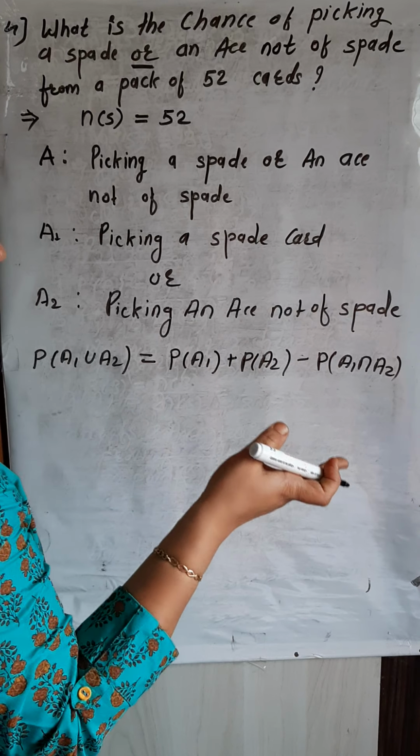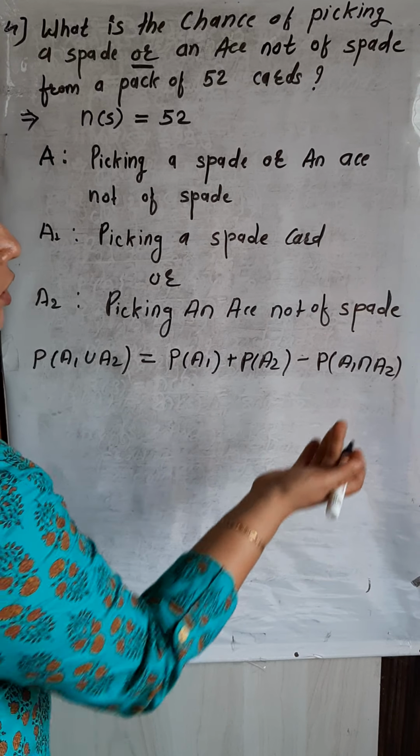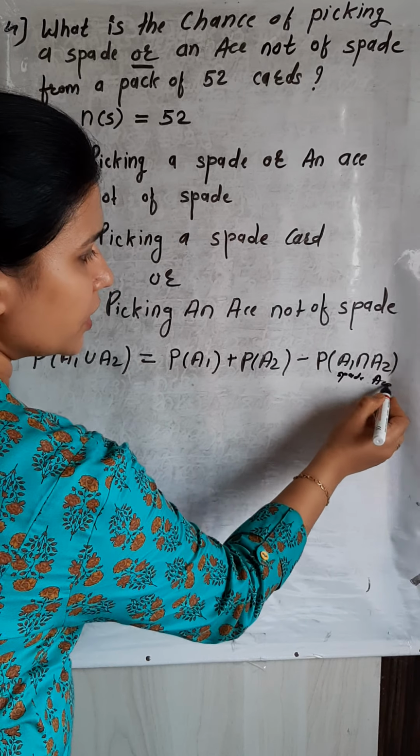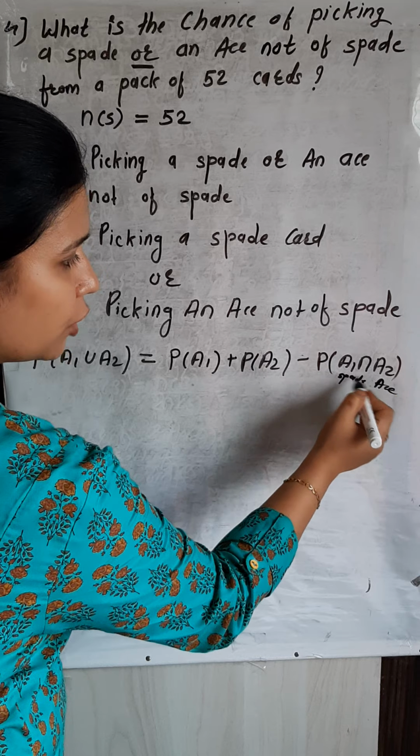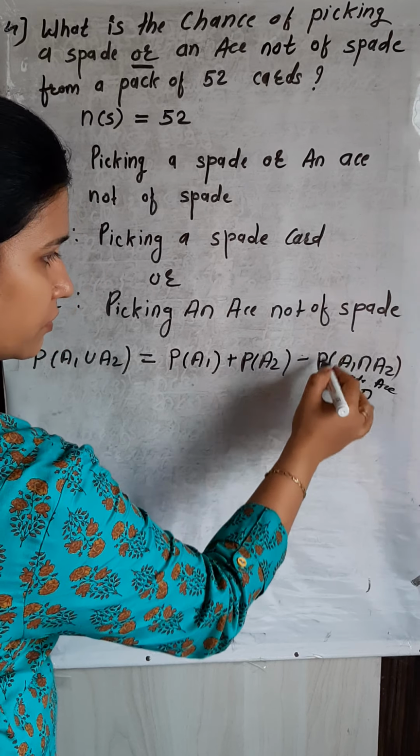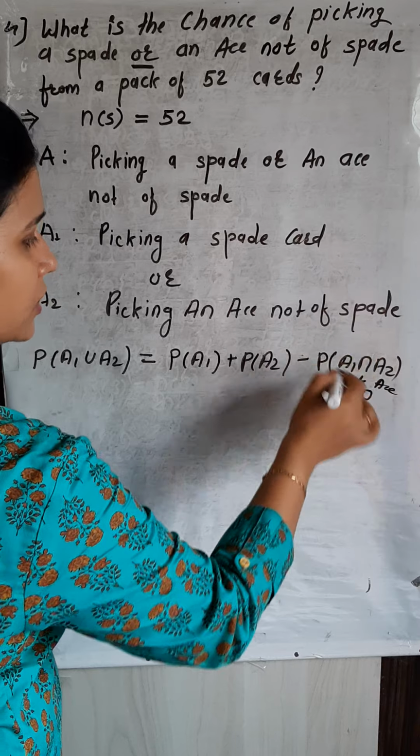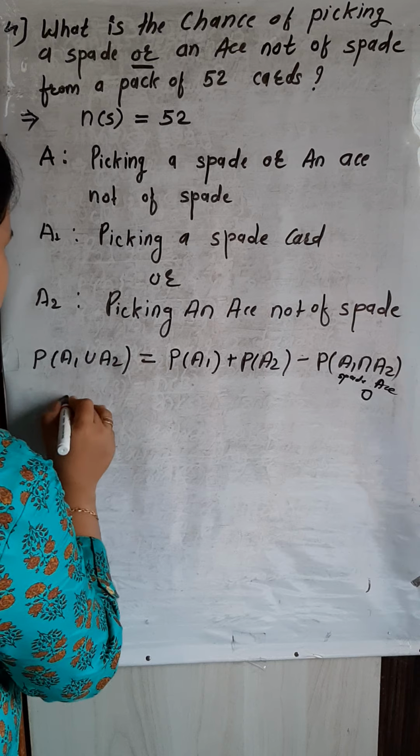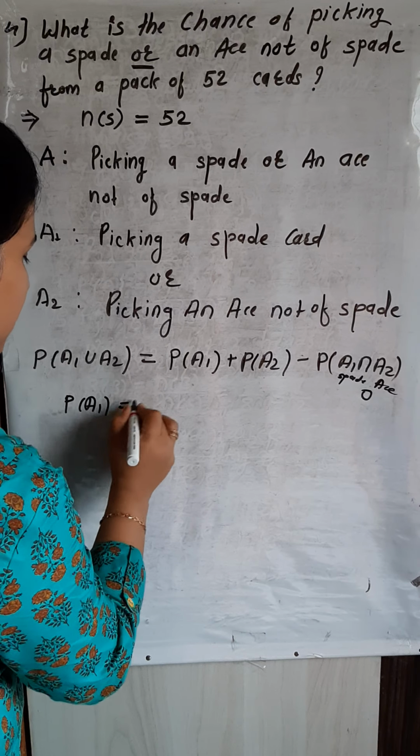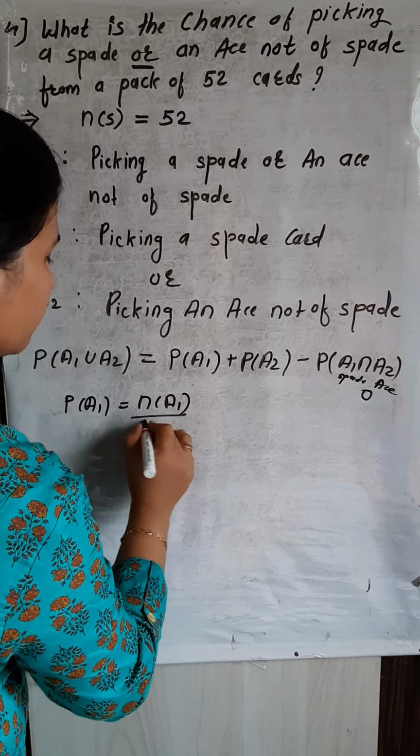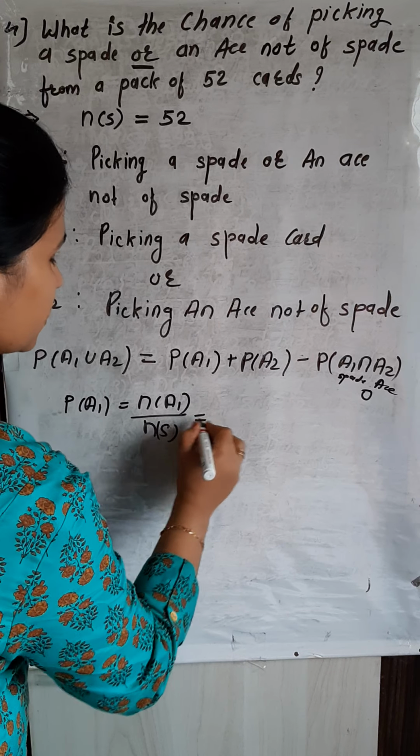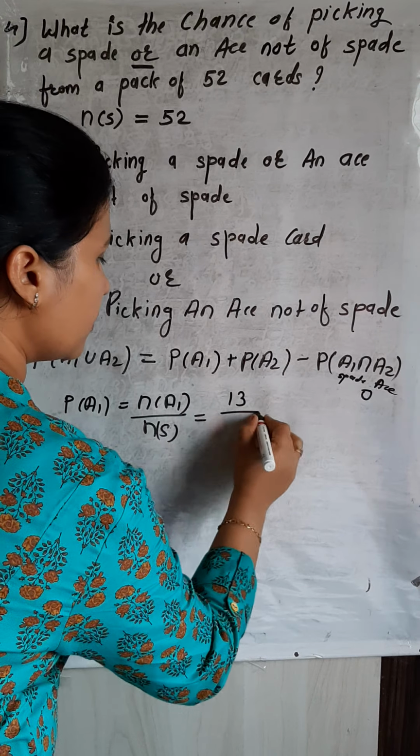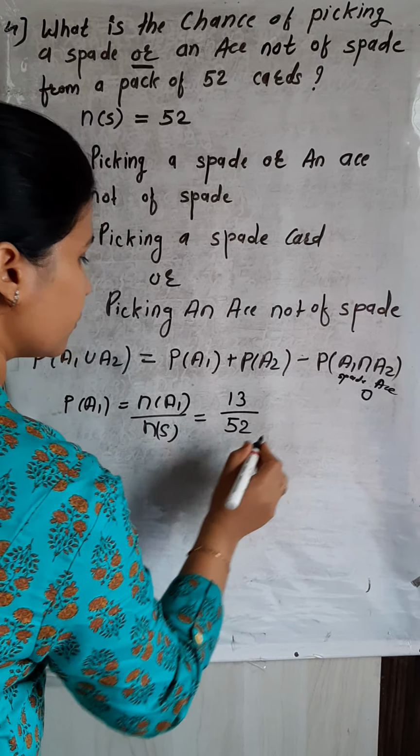If A2 is the ace which is not a spade, then there is nothing common, because this is spade and this is an ace that is not of spade. So what is common between these two? Nothing. 0 is common, so this value is 0. So we don't need to find this value. We need to find A1 and A2. Now picking a spade card. What is the probability of A1? It is n of A1 by n of S. So picking a spade card, how many spade cards are there? 13. So 13, and what is the sample space? It is 52. So we are picking 1.